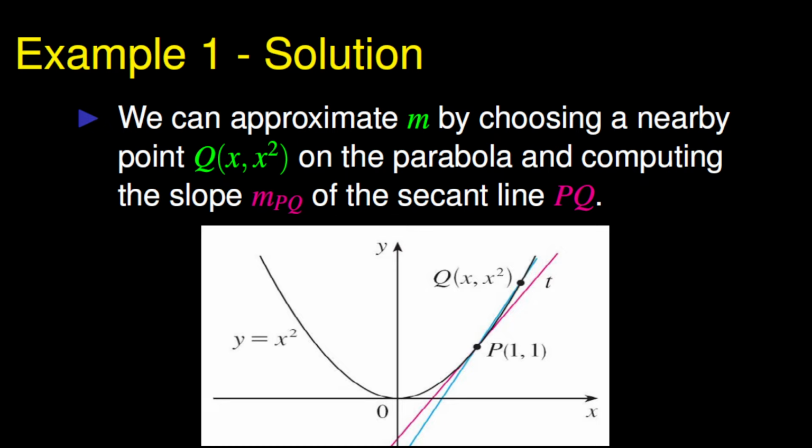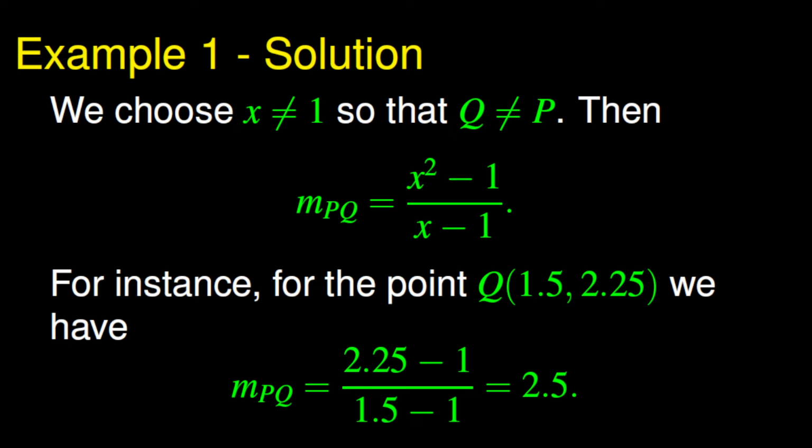with x-coordinate x and y-coordinate x squared, on the parabola, as in the figure, and computing the slope m_PQ of the secant line PQ. A secant line, from the Latin word secans, meaning cutting, is a line that cuts, intersects, a curve more than once. We choose x not equal to 1 so that Q is not equal to P. Then for instance, for the point Q with x-coordinate 1.5 and y-coordinate 2.25, the slope of the secant line is the fraction 2.25 minus 1, over 1.5 minus 1, which is 2.5.